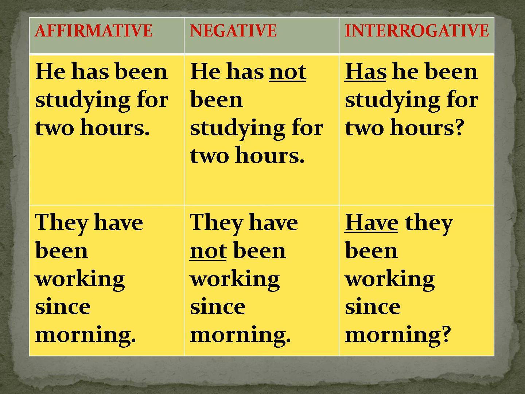Students, let's take a look at present perfect continuous tense in affirmative, negative, and interrogative sentences. First, affirmative sentence. He has been studying for 2 hours. Second, they have been working since morning. Second is negative sentence in which we add not to a sentence. He has not been studying for 2 hours. Second, they have not been working since morning.